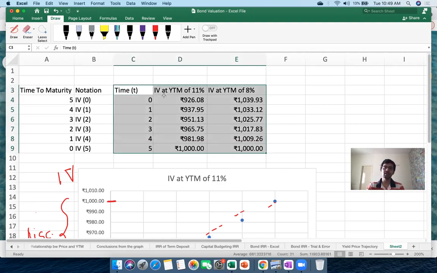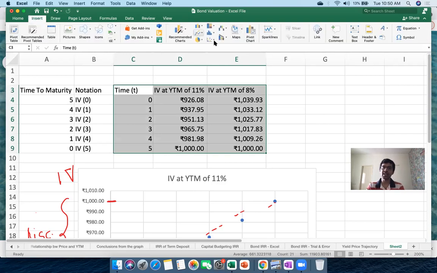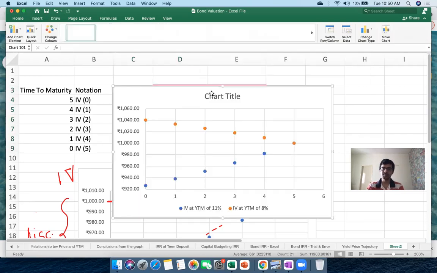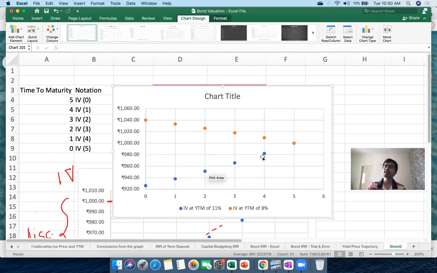If I plot a graph taking both the cases into consideration, you'll notice the blue dotted lines are the intrinsic value for a discount bond. The orange dotted lines are the intrinsic value for a premium bond. Both of them are converging towards the par value at t equal to 5. After 5 years have passed, one moment before the maturity, both bonds have an intrinsic value of 1000. The premium bond is a downward sloping curve. The discount bond is an upward sloping curve. Both are converging towards the par value or the redemption value.